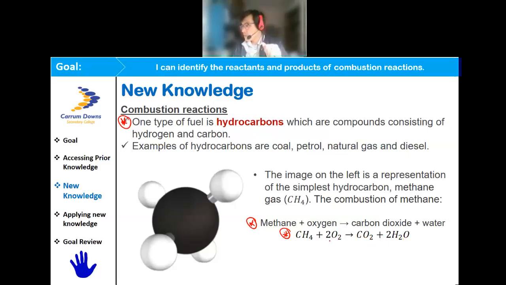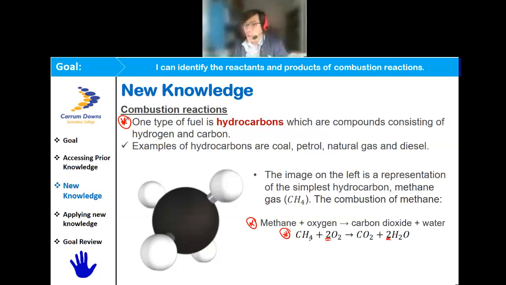Now, the reason why we've got the 2 here in front of the O2 and the 2 here in front of the H2O is because everything needs to balance in a chemical equation. Okay, so what do I mean by that? So here I've got one carbon on the left hand side. I've also got one carbon on the right hand side.